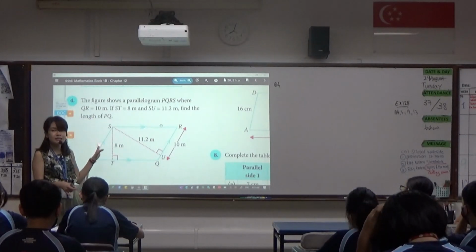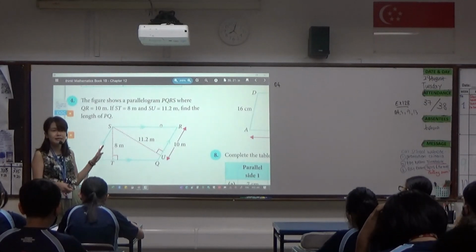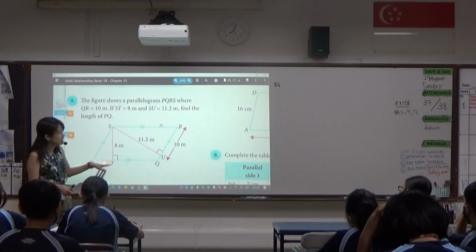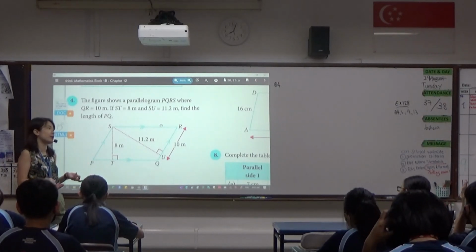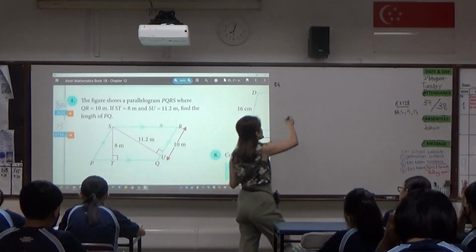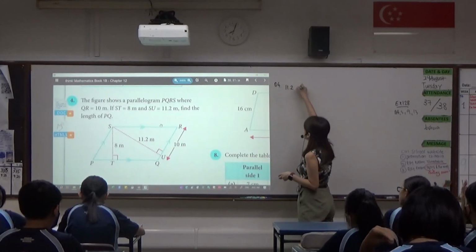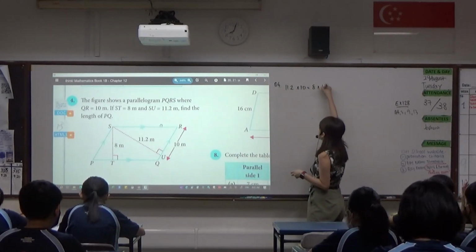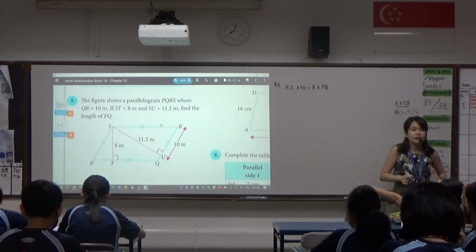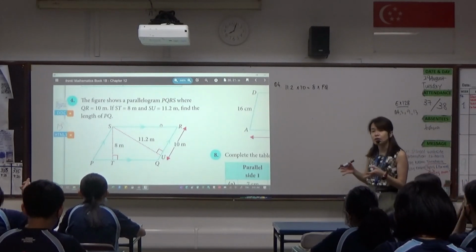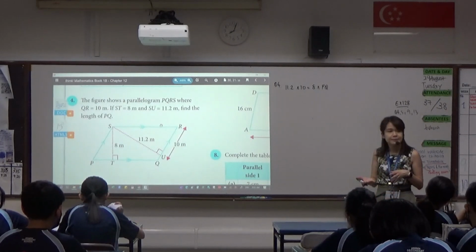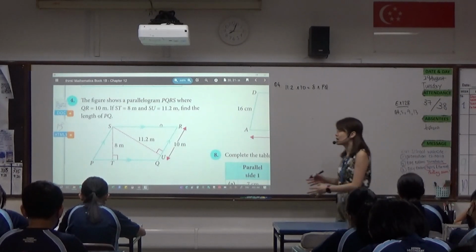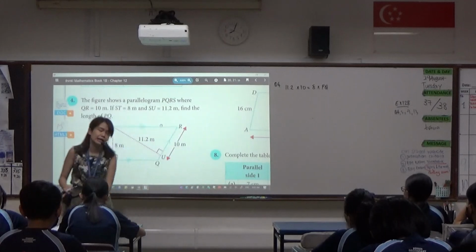The area of the parallelogram does not change even if I take a different base and different height. So if I have PQ times 8 meters, it should also give me the area of the parallelogram. So therefore I can form an equation that tells me that 11.2 times 10 is equal to 8 times PQ. Okay? Because the area of the parallelogram doesn't change, right? Just because you take a different base and different height. Okay? Because the base and height are corresponding, they come in a pair with one another.